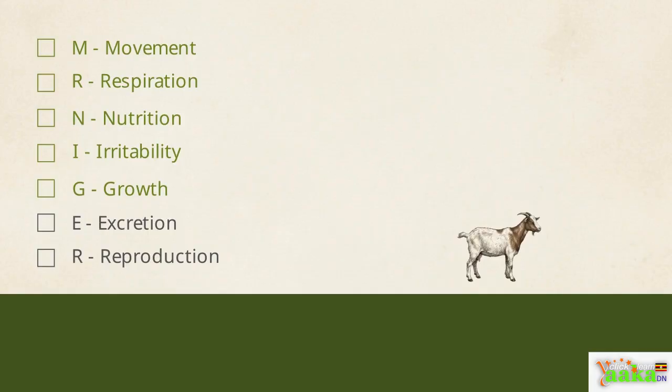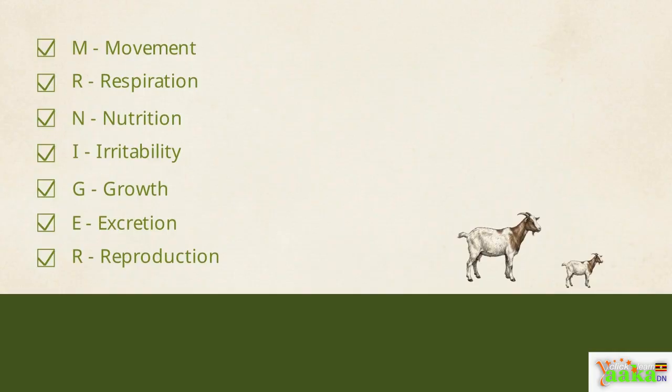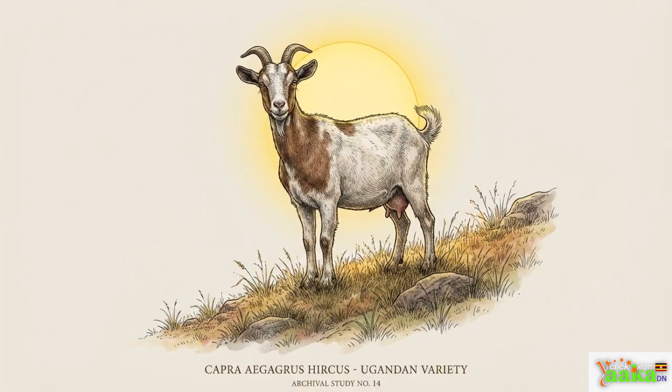Then we have G for growth. As the goat uses energy, it permanently increases in size from a kid to an adult. The E stands for excretion. This is not the same as passing solid waste. Excretion refers specifically to removing toxic chemical waste produced inside the cells, such as sweat or carbon dioxide. Finally, the last R is reproduction. The goat must be able to produce new individuals of its own kind to ensure the species survives. When an entity performs these 7 specific actions, it meets the biological criteria for animal life.